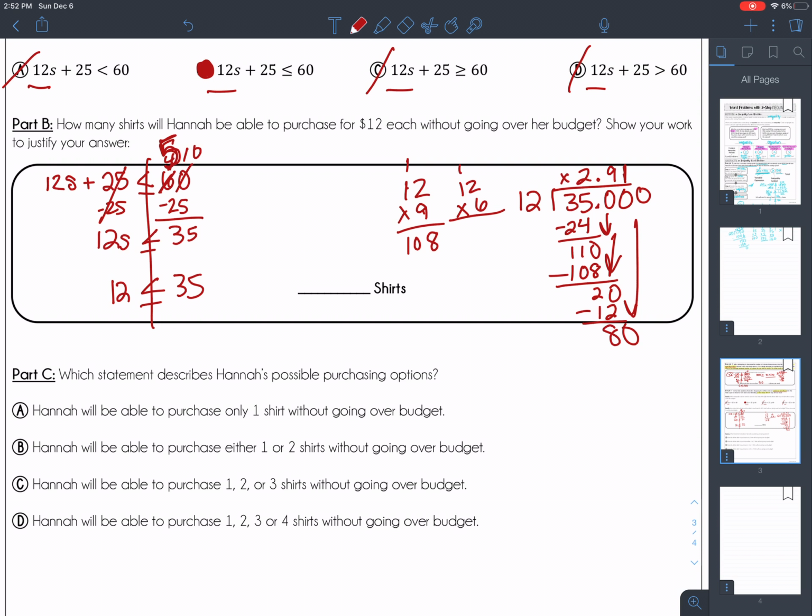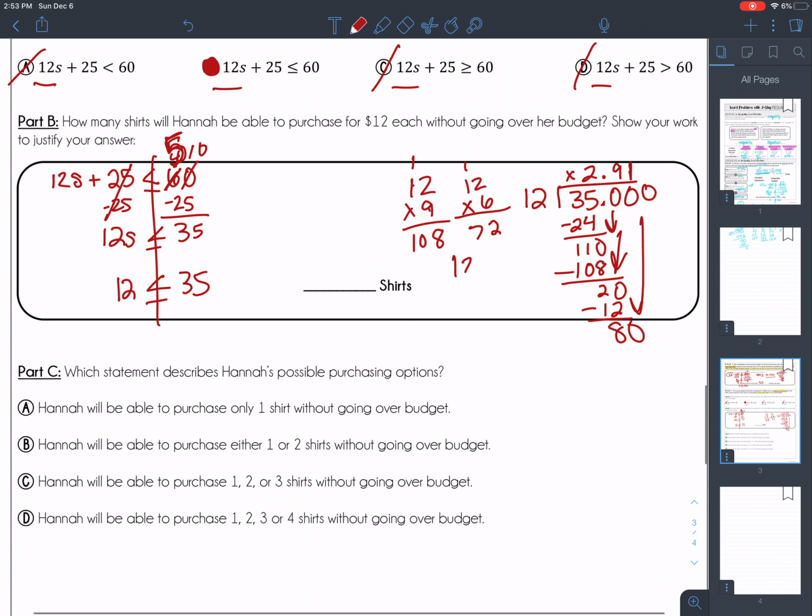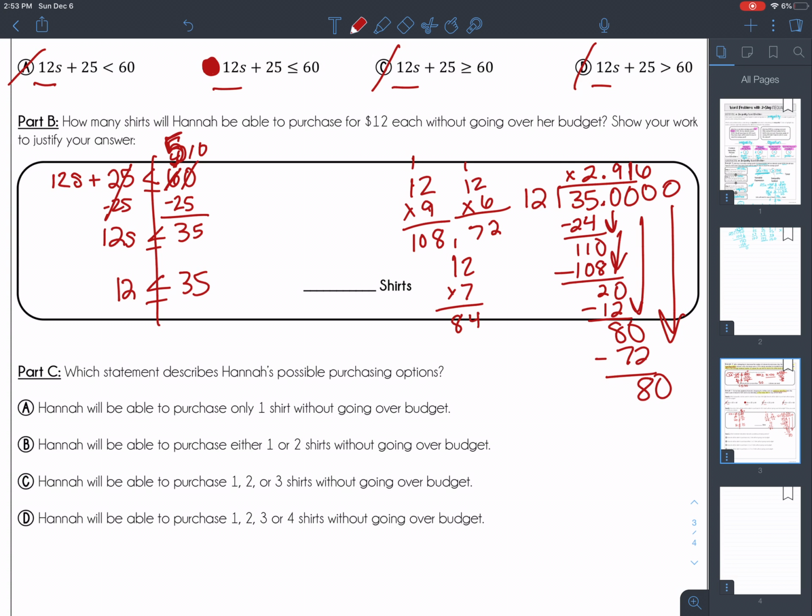6 times 2 is 12. 6 times 1 is 6 plus 1 is 72. 12 times 7 is 84, which is too much. So we're going to do 6. 12 times 6 is 72, and we have an 8 left over. Bring down the 0. 12 will go into 80. We already know that: 6 times is 72. Hopefully you recognize what is happening. We have a repeating digit.